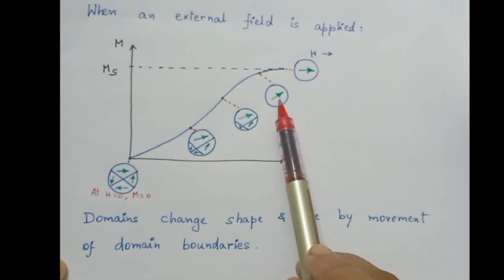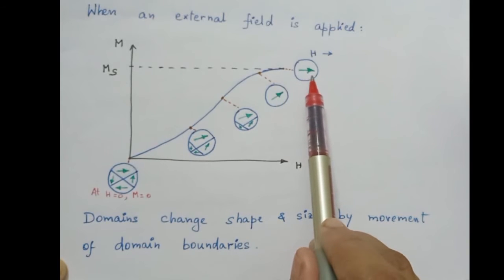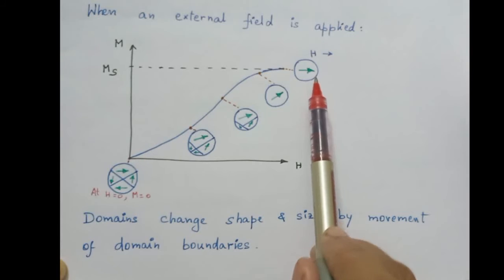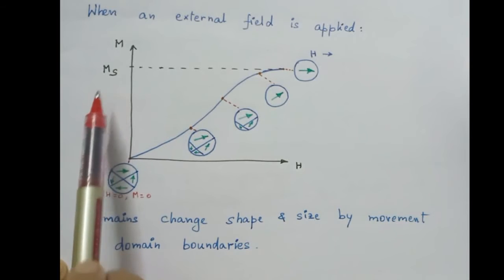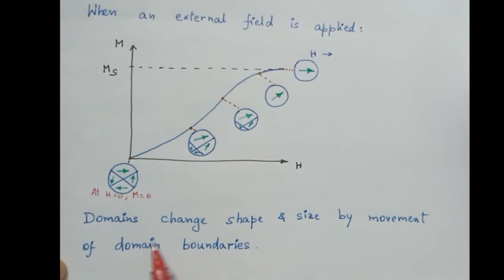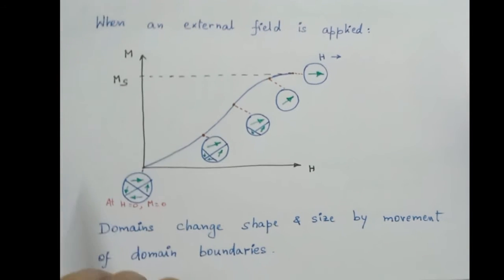After becoming a single domain, all the dipoles get oriented along the external field direction. This corresponds to saturation magnetization given by MS. Domains change shape and size by movement of domain boundary.